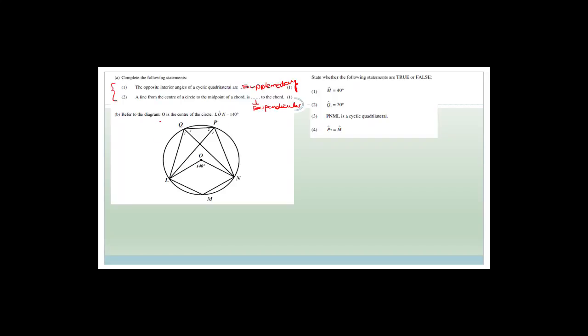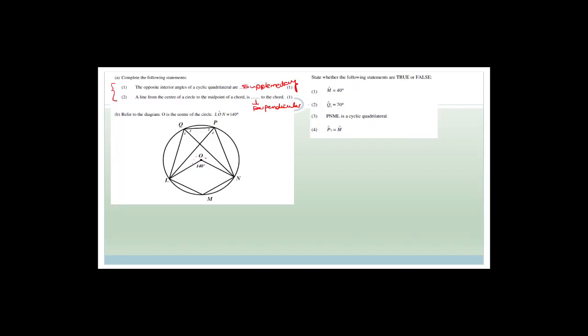Now it says refer to the diagram. O is the center of the circle and this angle here is 140 degrees. So state whether the following statements are true or false. Angle M is 40 degrees. This angle here is 40 degrees. Okay, let us think about that. This here is 140 degrees.